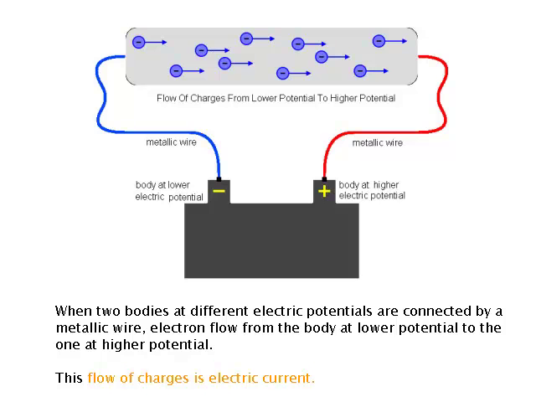When two bodies at different electric potentials are connected by a metallic wire, electrons flow from the body at lower potential to the one at higher potential. This flow of charges is electric current.